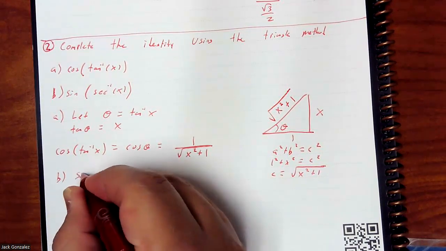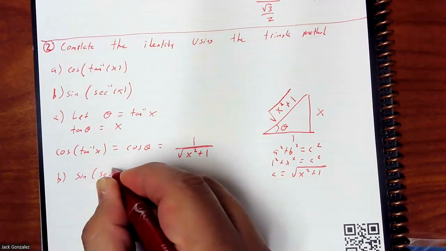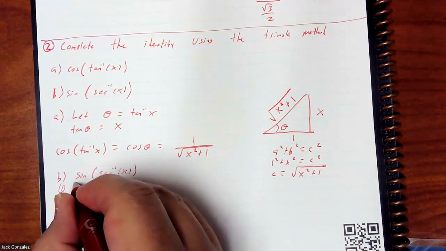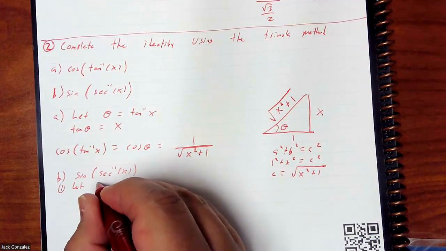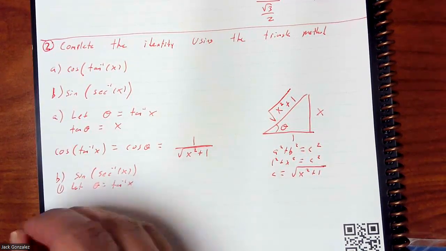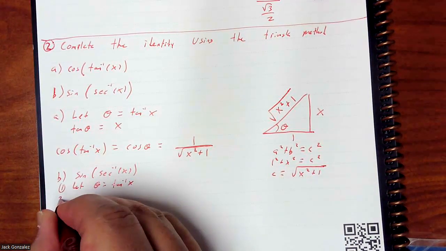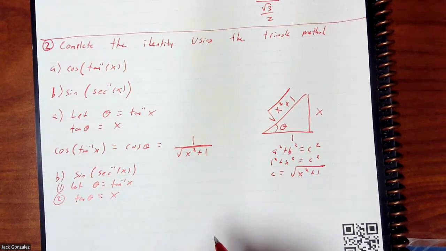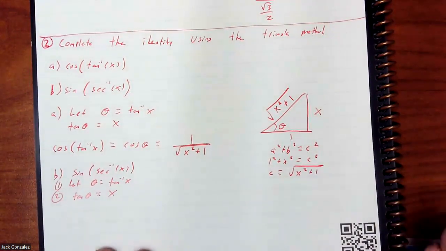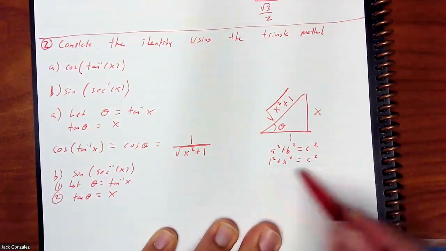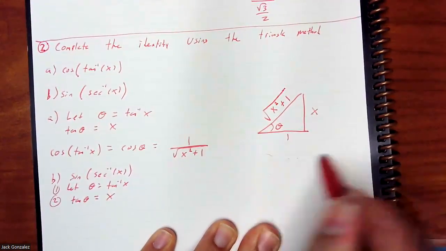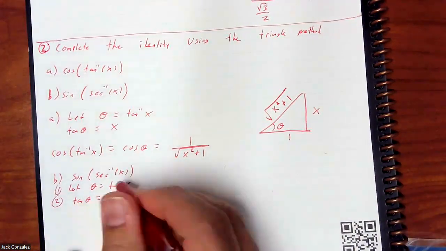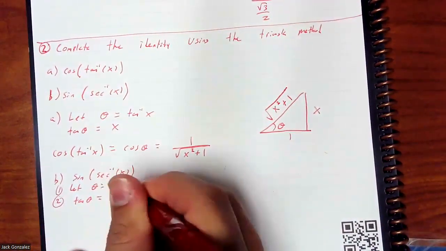Part B, sine of secant. So again, step 1, let theta equal the inverse. So then use the definition. Tan of theta is equal to X. Build your triangle. I'm gonna erase this. But then it's supposed to be something. Oh yeah, I don't know why I did that. Thank you.